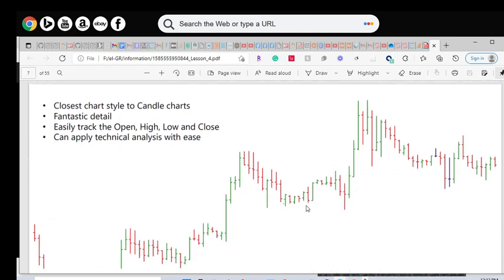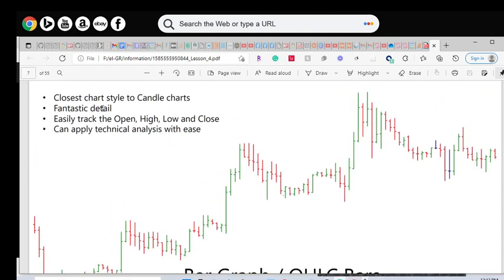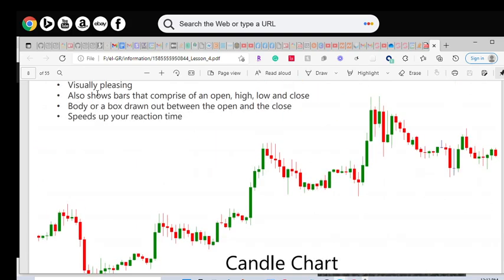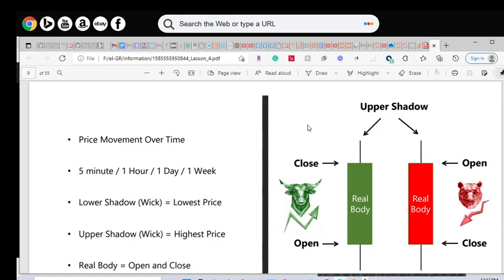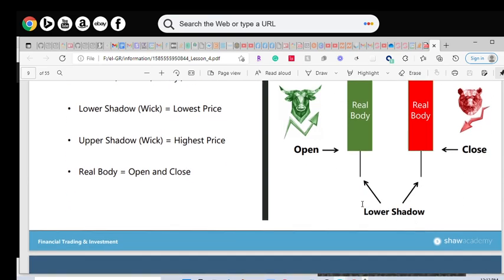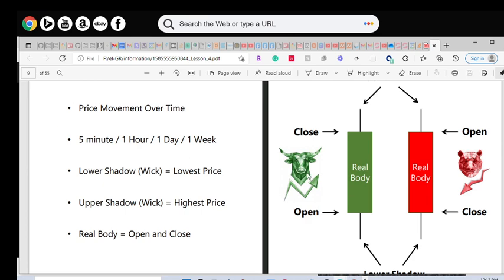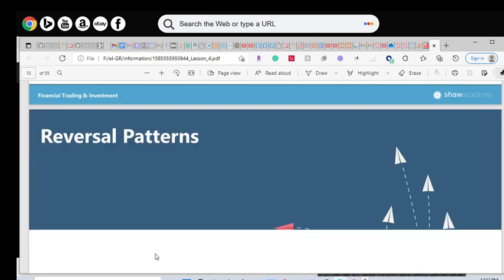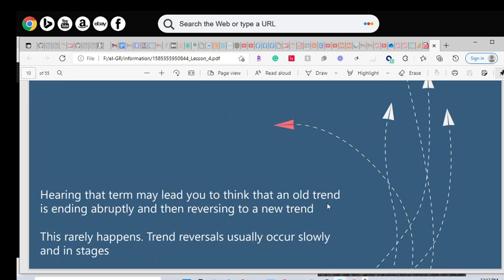You can see here we have the bar graph, and the candle has fantastic detail, visually pleasing: high, low. Here we have the upper shadows, closing; this is the open, this is the bearish, this is the other one. So the lower is the lowest price, the upper is the highest price. Reversal, I think, of the old trends reversing.